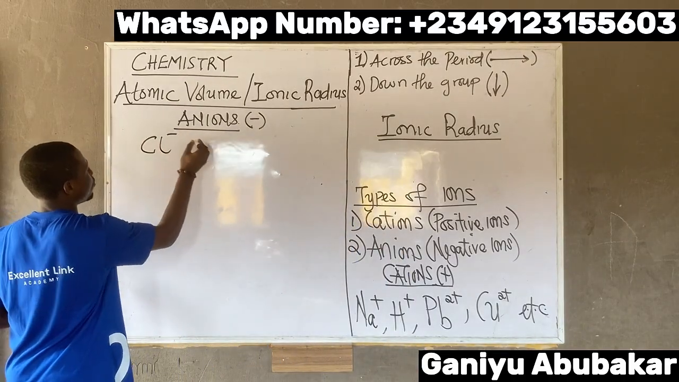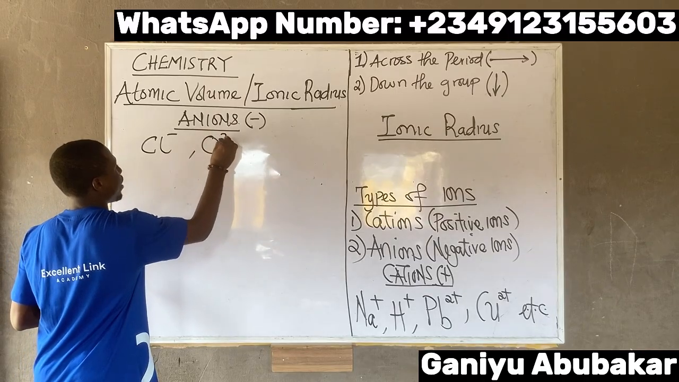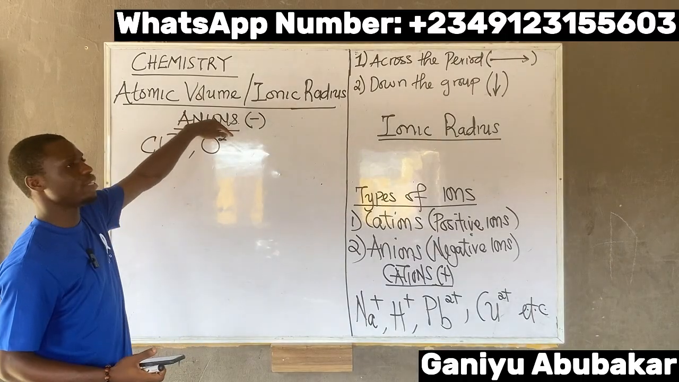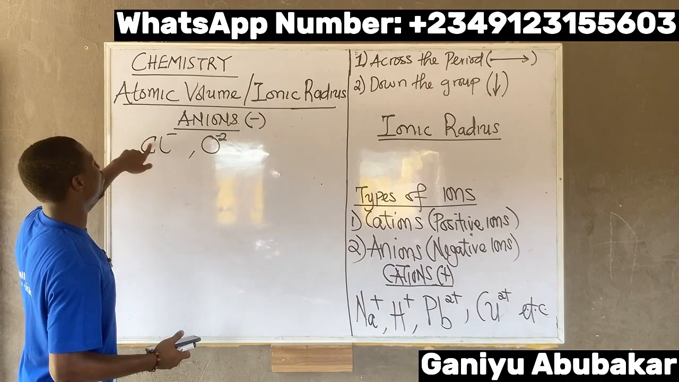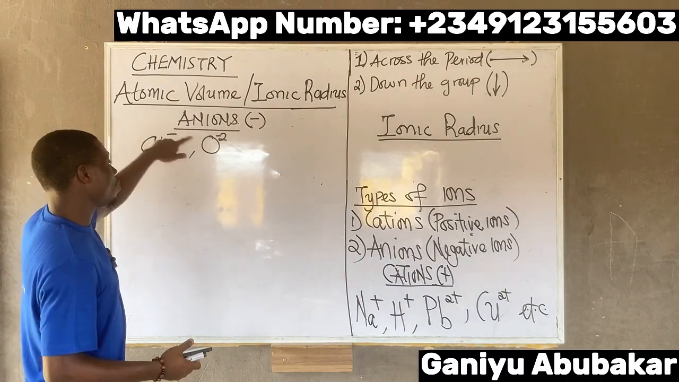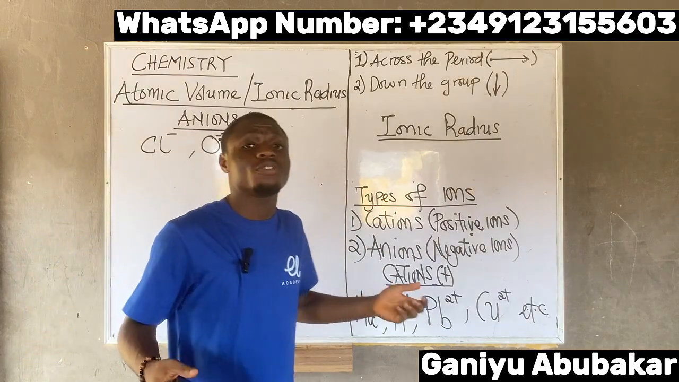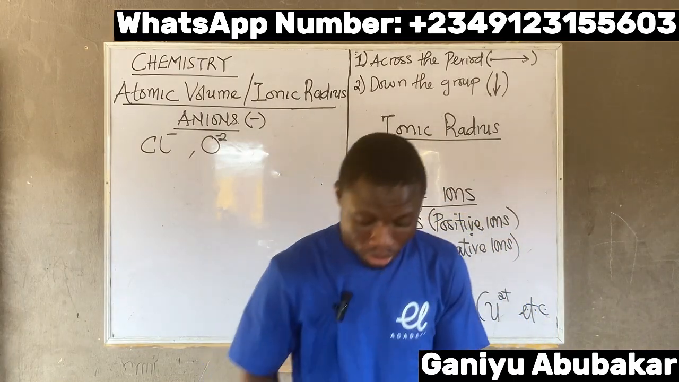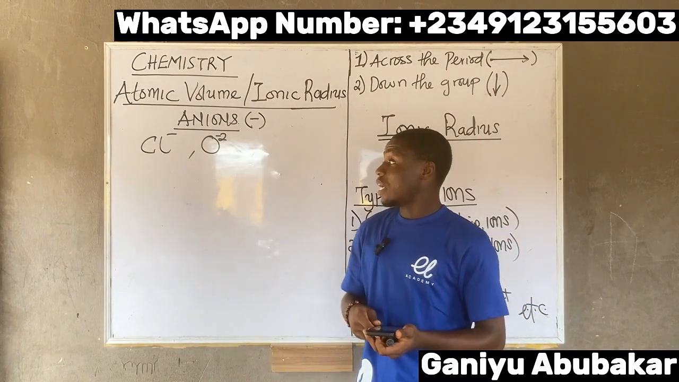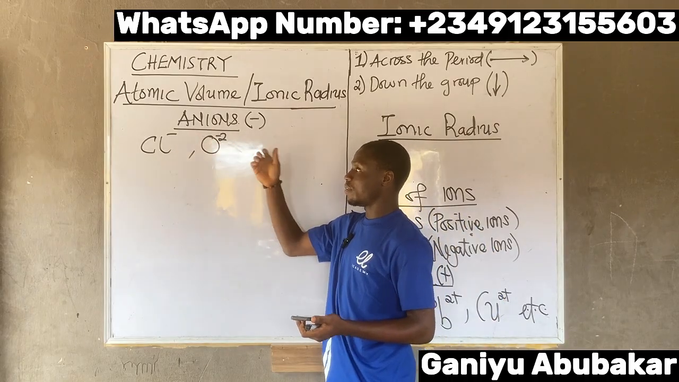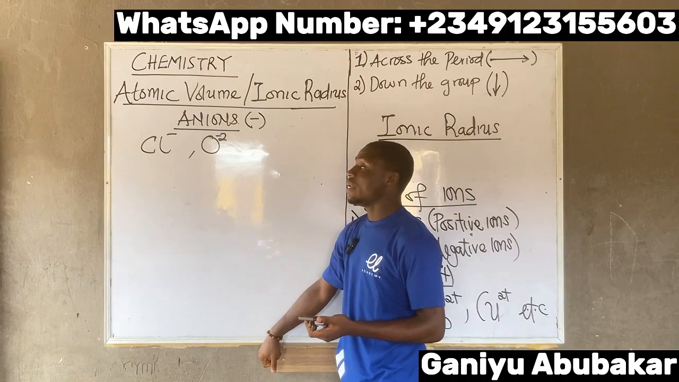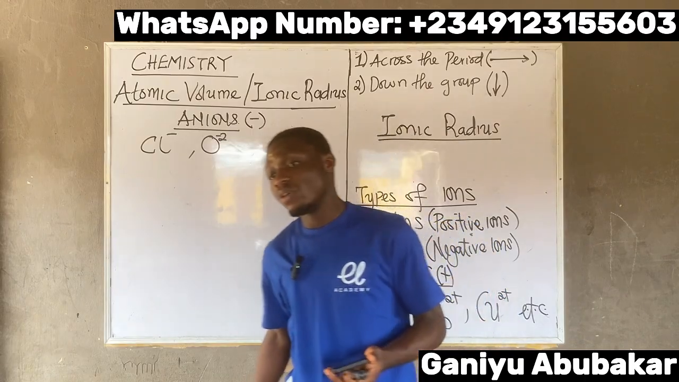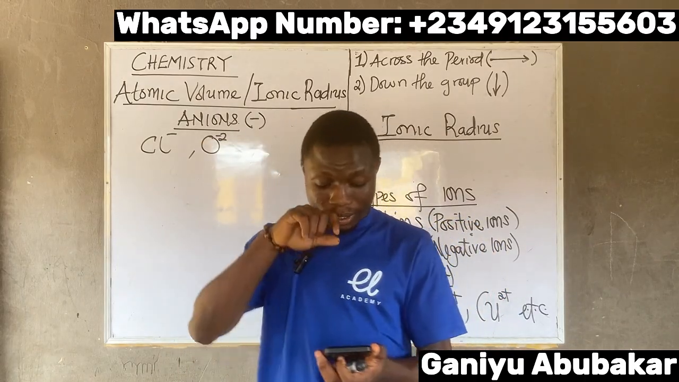For instance, we have Cl minus, oxygen 2 minus, or minus 2. These have negative signs. What does the negative sign mean? This means chlorine gains 1 electron, and oxygen gains 2 electrons. For what reason? For them to become stable. That's the reason why we have the negative sign here. Stability is the main key concept why atoms are always either losing or gaining electrons, right?